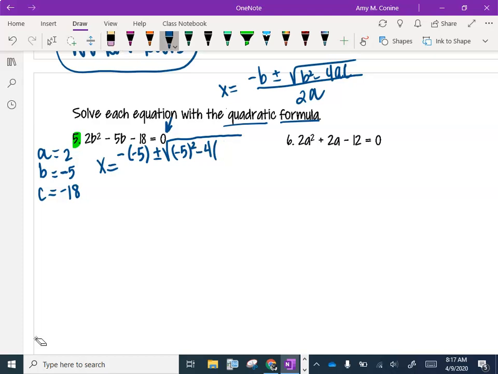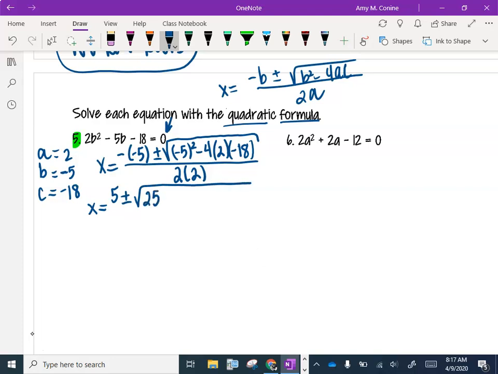So then we have 4 times a times c. Make sure that's all in your square root. Make sure your square root covers all of that, so you're not missing something. And then the bottom is 2a. So then opposite b, so opposite of a negative is positive, so that's a +5. So then we have our square root. We're going to take it in pieces. So 25, that's -5 squared.